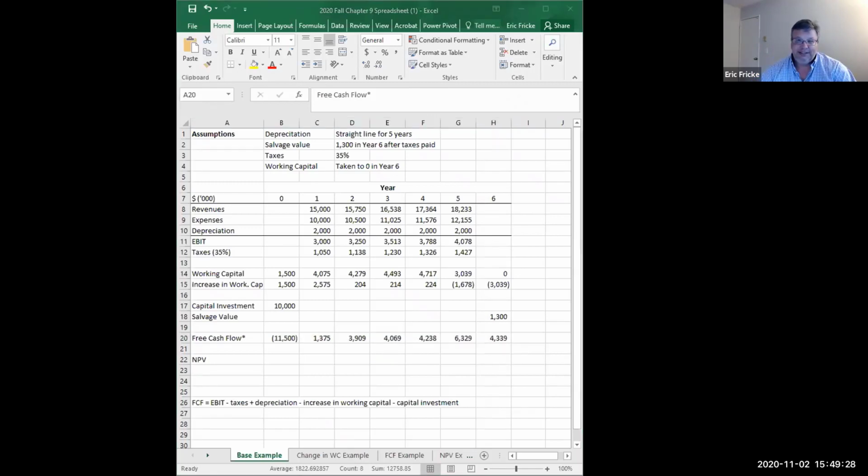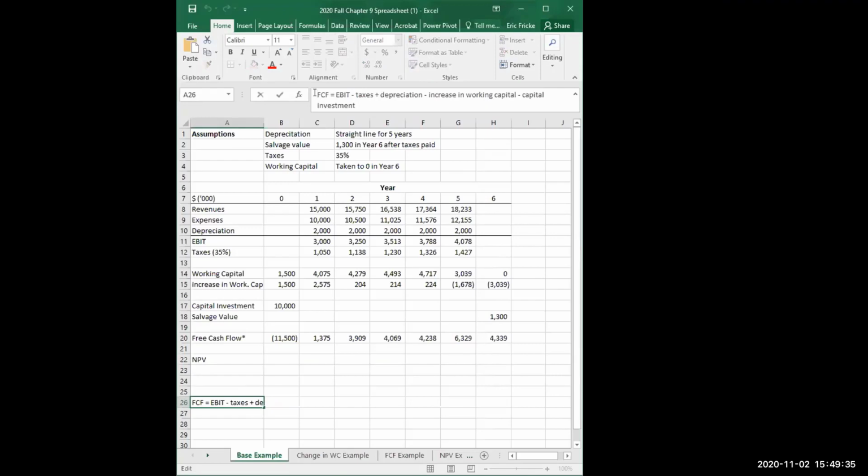Why is there an asterisk on the free cash flows? There's an asterisk because I just wanted to show everybody what the formula was. So it should look like that. How's that?